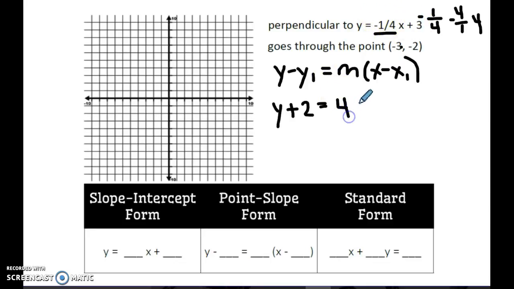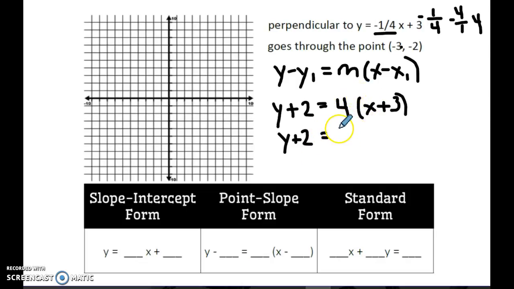So I'm going to put a 4 here, x, and then I need to subtract negative 3. Well, subtracting a negative is the same as adding the opposite, so I'm just going to put plus 3. And now you use distributive property, and you solve until you get this equation from this point slope form into slope intercept form. You want it to be y equals mx plus b. Okay.